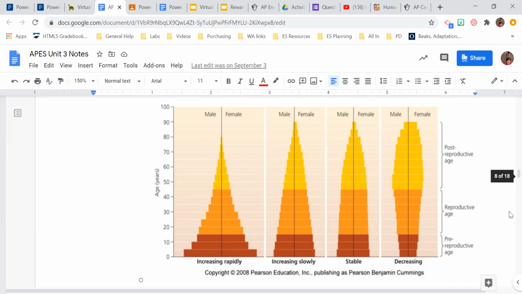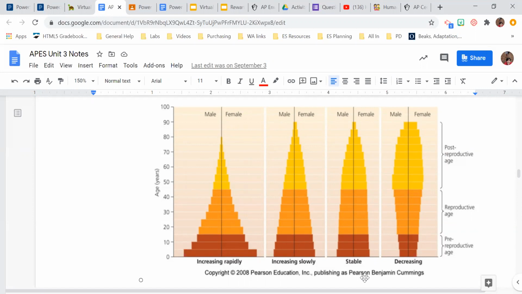And we will chunk them based on their reproductive status. Because remember, all we're interested in is, can these people have babies? How is that population going to change? So our pre-reproductive age will be the bottom, usually 3 sections. Usually for humans, we group it into sections of 5. So we consider the 0 to 14 age bracket to be pre-reproductive. And then 15 to about 44 is reproductive.